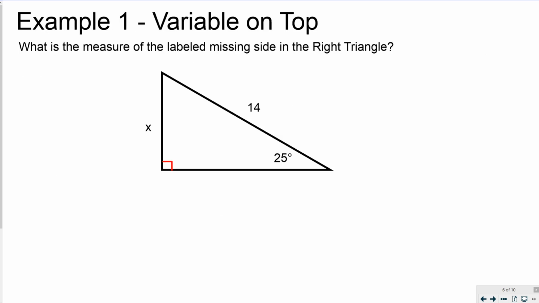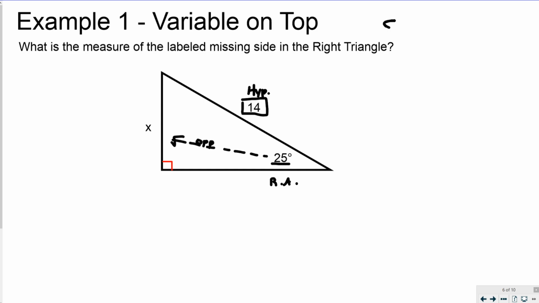So example 1, we're going to write a trig ratio for this triangle, and we're going to see what happens when the variable is the one on top. So 25 degrees is my reference angle. This right here is going to be my reference angle. I'm going to say RA for reference angle. If I look at this triangle from the 25-degree reference angle, this is the opposite side here, and 14 is the hypotenuse. So x is opposite and 14 is the hypotenuse.